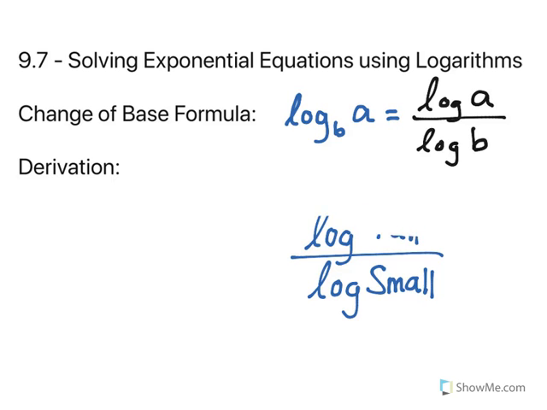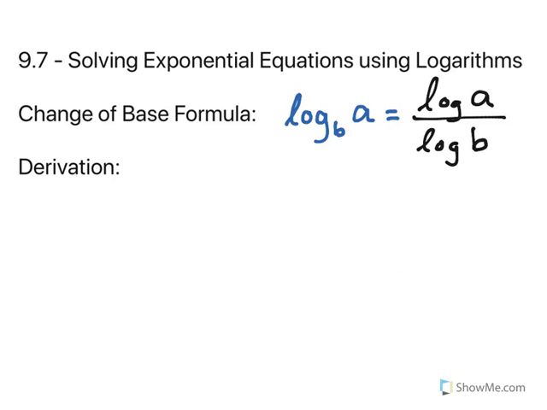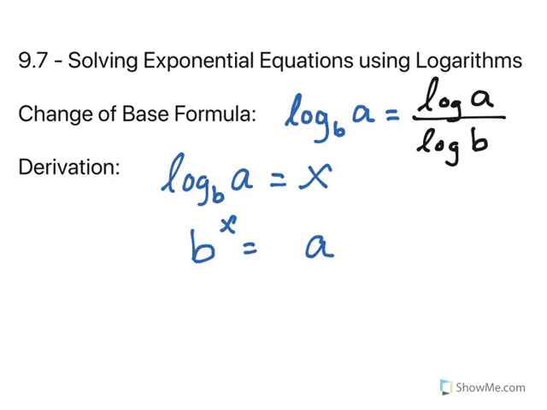Okay, so we're going to go through where this formula comes from. So we're going to take our log base b of a and set that equal to our unknown value x. We're going to convert that now to exponential form. So that means b to the x power is equal to the number a.